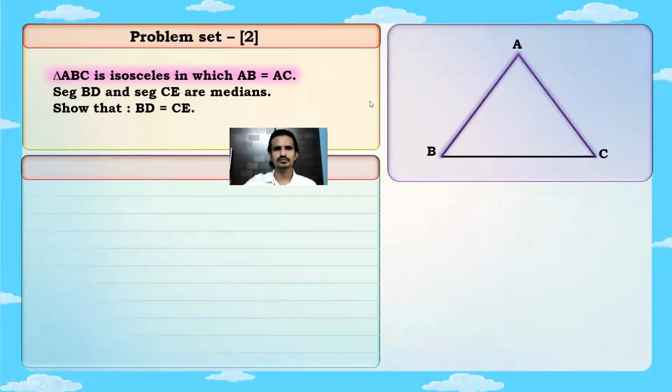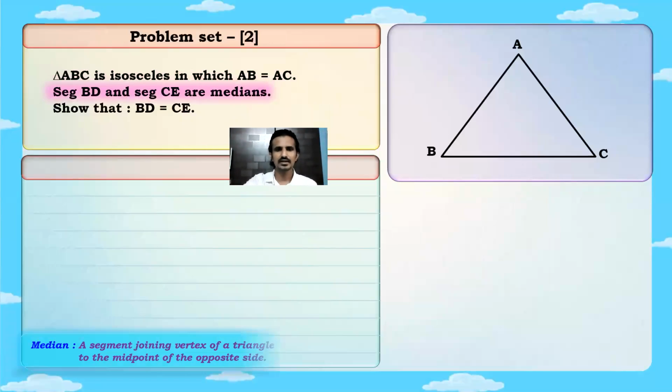Just pay attention. So we have this triangle ABC where two sides AB and AC are already equal. BD and CE are medians. Now what is the median? Median is the segment joining vertex of a triangle to the midpoint of its opposite side. Okay, a segment which will join the vertex to the midpoint of opposite side. Vertex means, let's say, point B. If I start from point B, we have to join the midpoint of its opposite side.